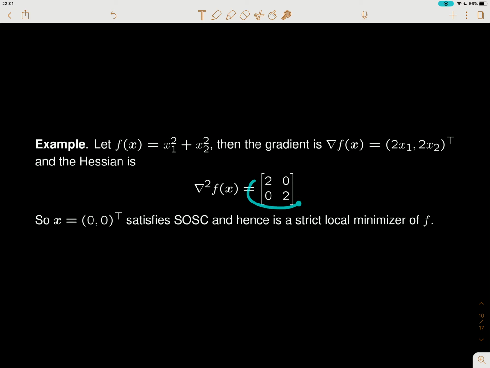And then you can see this is a positive definite matrix because if we multiply x1, x2 on the left and another x1, x2 on the right, you just have 2x1 squared plus 2x2 squared, which is always greater than 0 for non-zero x1, x2. So this is a positive definite matrix. So according to the second order sufficient condition, 0, 0 is actually a strict local minimizer.